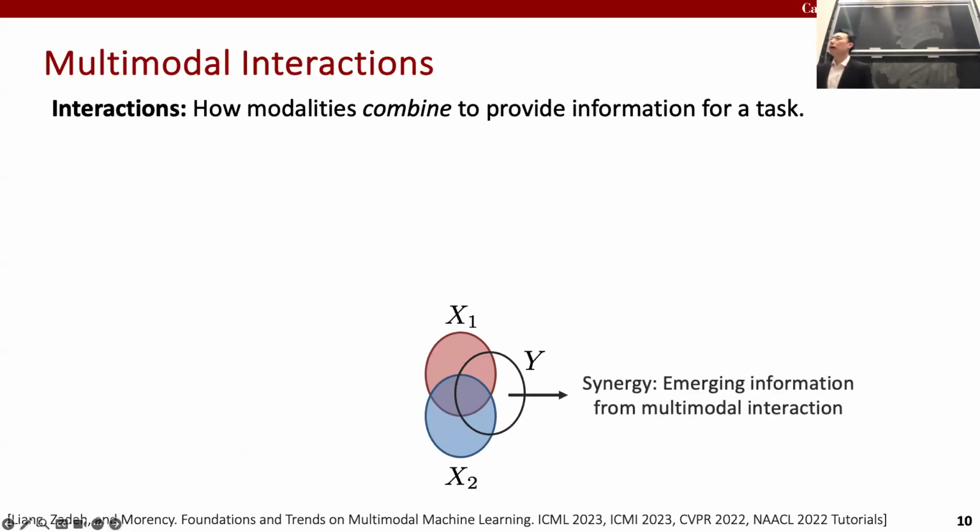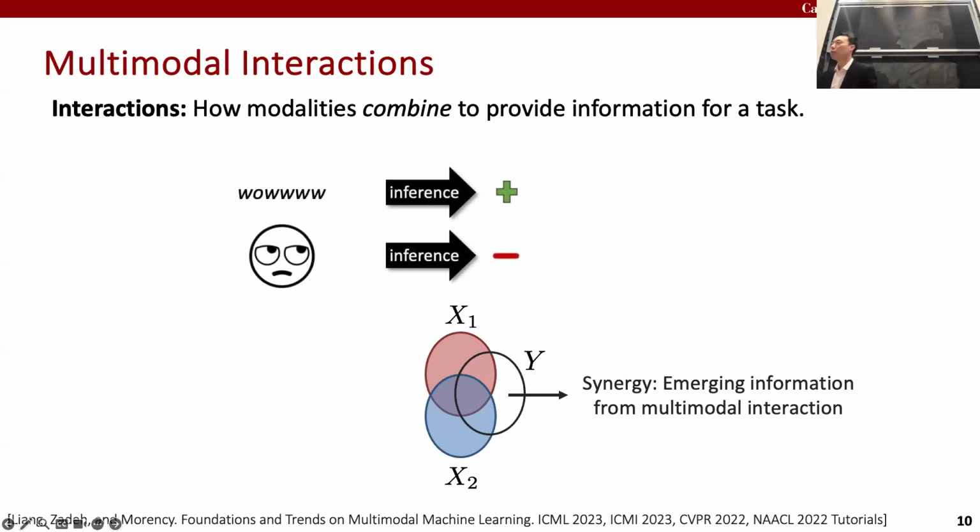And the third type of interaction is that of synergy, where the information isn't present in either of these modalities to begin with, but only emerges when you fuse these modalities together. One example I like to give is someone saying the word wow with angry or frustrated expressions. You have a positive word with negative expressions, and only together you can get a sense that a person is actually being sarcastic about a particular topic. So again, that's an example where sarcasm isn't present in either modality, but only emerges when you fuse these modalities together.